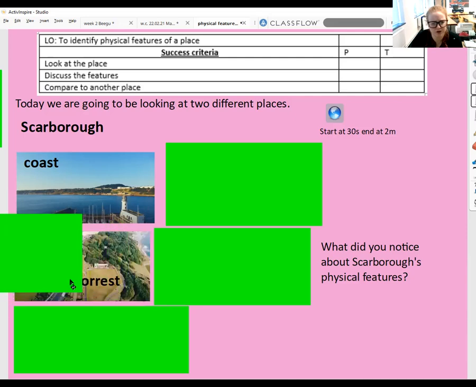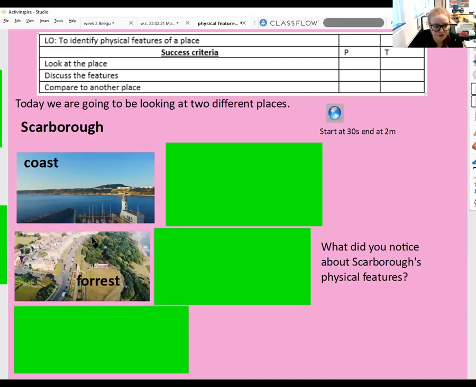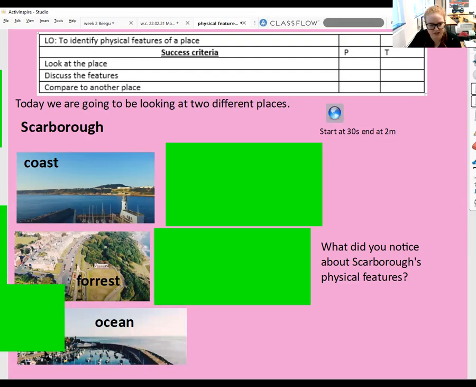Physical features. What other physical features? We saw some forest areas, didn't we? We see lots of trees together in quite a close area. We can say that is a forest area. So here is some forest area. Fantastic. Okay, what else did we see in Scarborough? We saw the ocean. Right next to the land is the sea, but if you follow it all the way out, it goes into the ocean. So we know that Scarborough, if you go out from the sea, is the ocean.